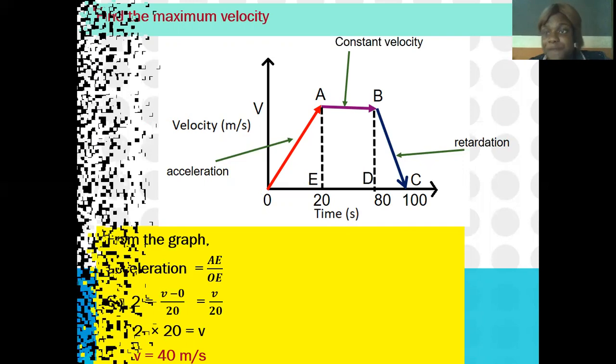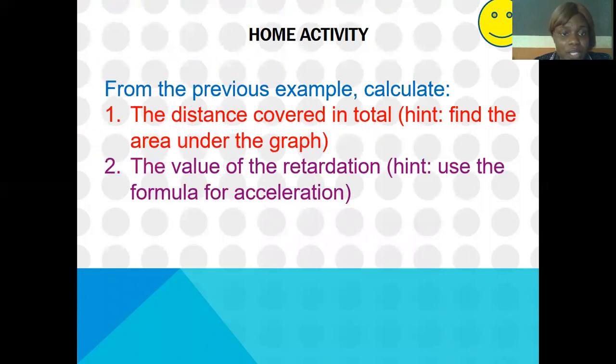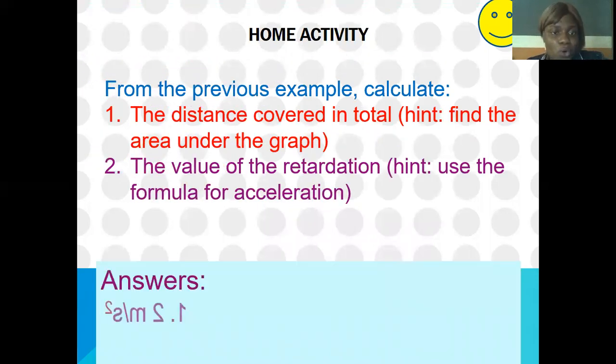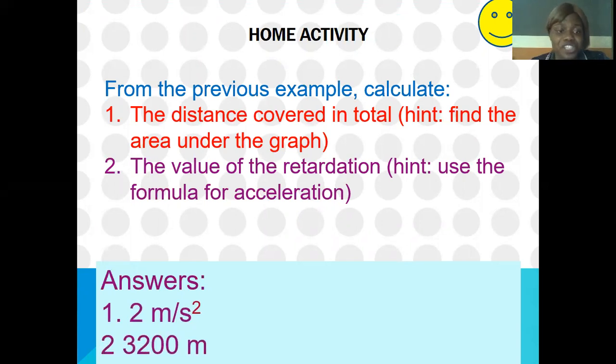All right. So now, if you do it properly, if you do it well, if you do it accurately, you should get these answers. Your answer for the distance covered should be 3,200, and the answer for the retardation should be 2 meters per second squared. Now, you notice that I did not put a minus in the retardation. Why did I not put a minus in the retardation? When you say retardation, you have already put that negative into the word. For example, when I say negative acceleration, it means the same thing as retardation, right? If I say the negative acceleration is minus, I'm contradicting myself. It's like a repetition, which is unnecessary.